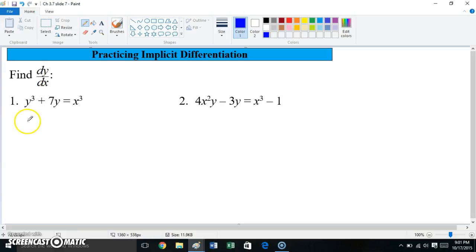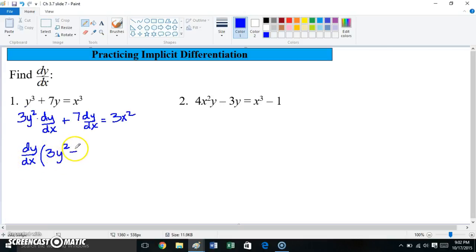Okay, number 1, y cubed plus 7y is x cubed. Differentiating: 3y squared times dy/dx plus 7 times dy/dx is equal to 3x squared. Factoring dy/dx from the left-hand side, we have a factor of 3y squared plus 7, equals 3x squared. Dividing by the factor to isolate dy/dx, we get 3x squared divided by the quantity 3y squared plus 7.